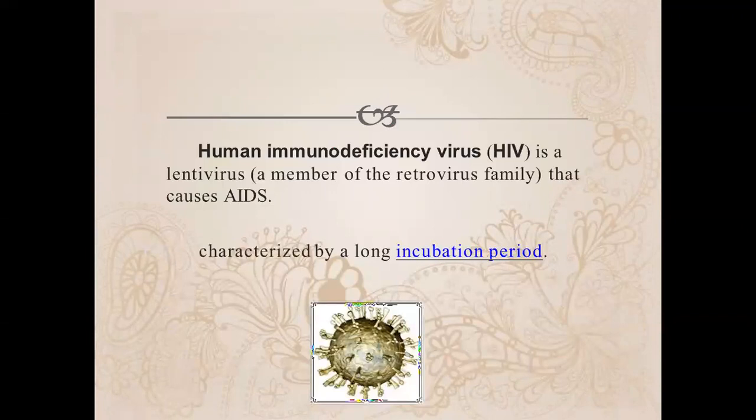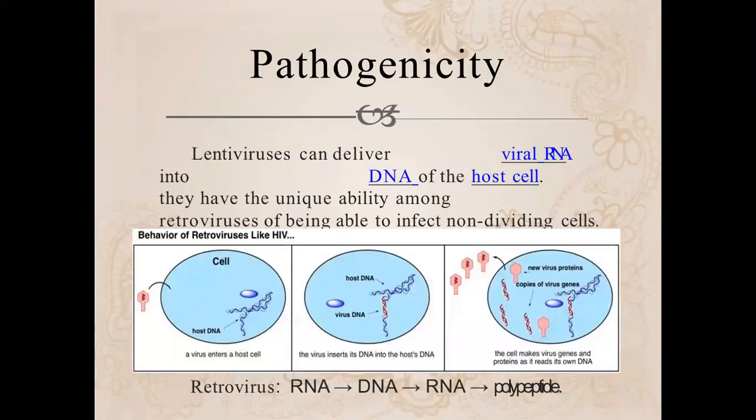Next, human immunodeficiency virus. HIV is a lentivirus, a member of the retrovirus family that causes AIDS. It is characterized by a long incubation period. So moving on to the pathogenicity.